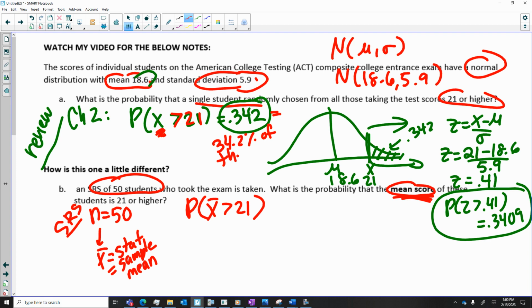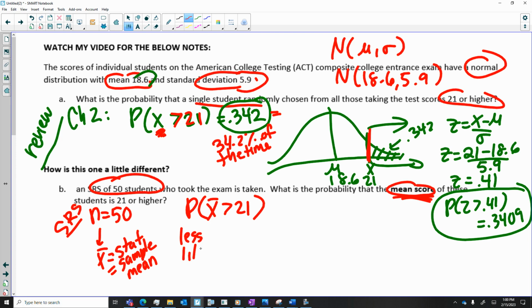So do you think now if we made a sample of 50 students, do you think it's going to be more likely or less likely that if we took 50 and we found the mean of those 50, that the mean of those 50 would be greater than 21? Okay, so think about that. I'm hoping you're going to say it's probably going to be less likely.